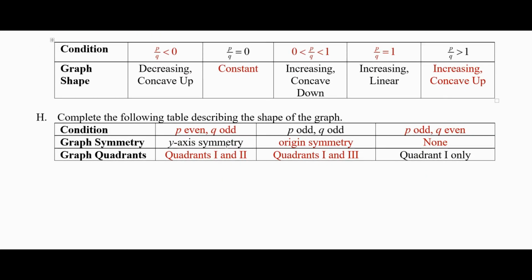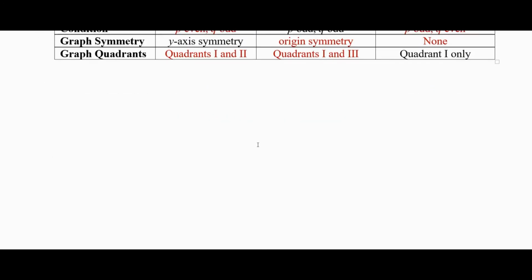Now, what happens to the rest of the graph? Well, it depends on whether p and q are even or odd. If p is even and q is odd, so it's basically an even power and an odd root, it's going to have y-axis symmetry and be in quadrants 1 and 2. If p and q are both odd, it has origin symmetry and is in quadrants 1 and 3. If p is odd and q is even, it doesn't have any symmetry and it's only in quadrant 1. And p and q can't both be even because we said that they have to be a reduced fraction.